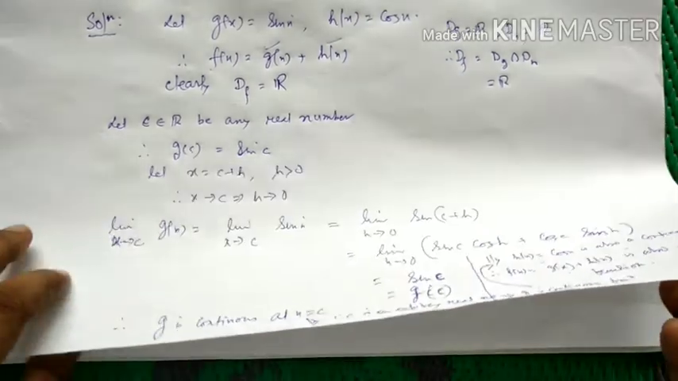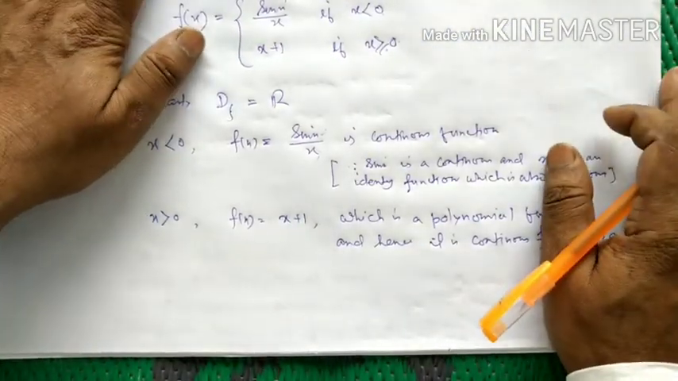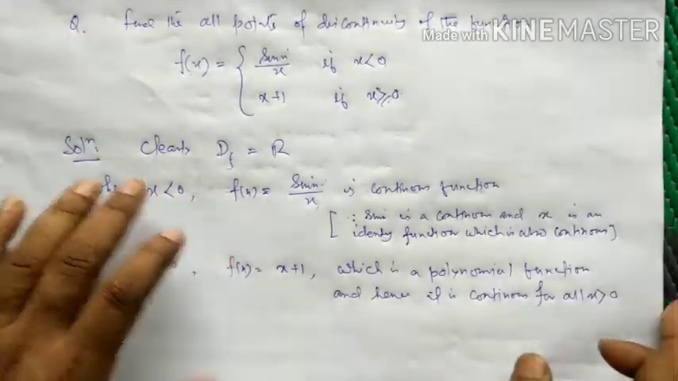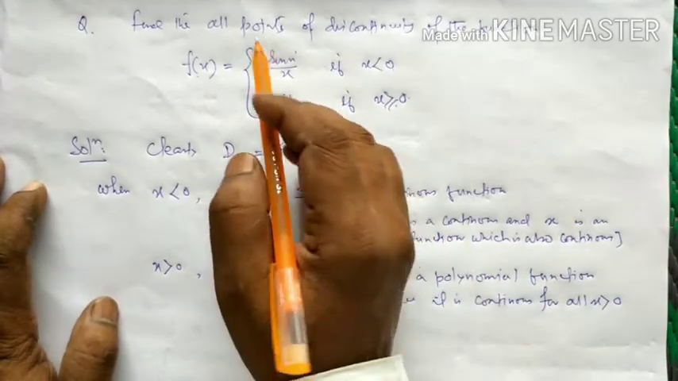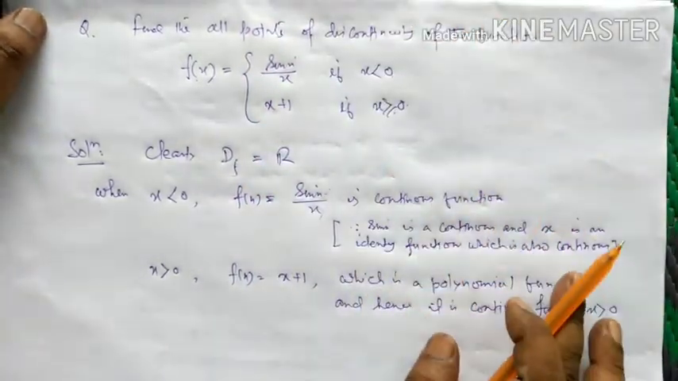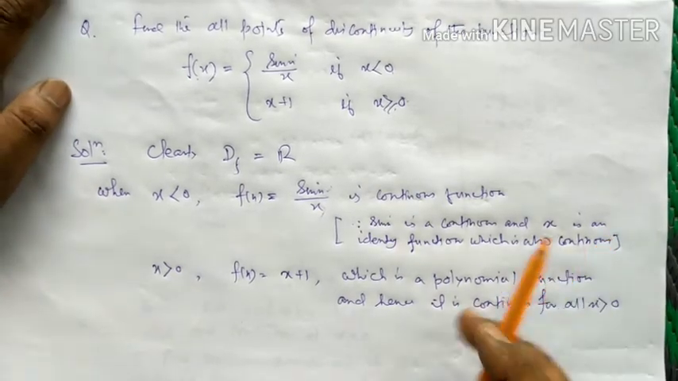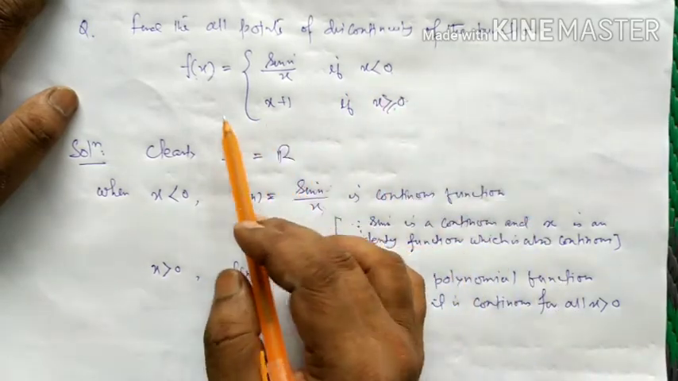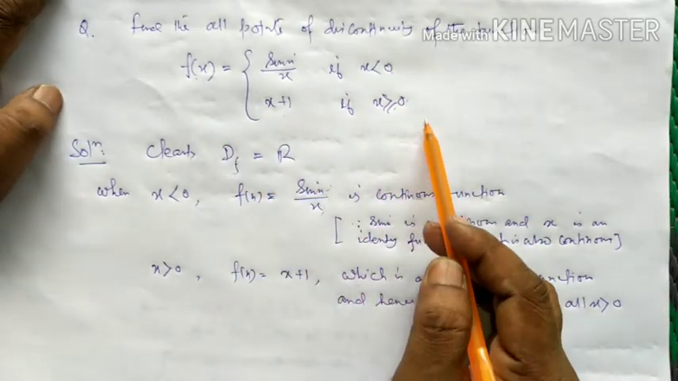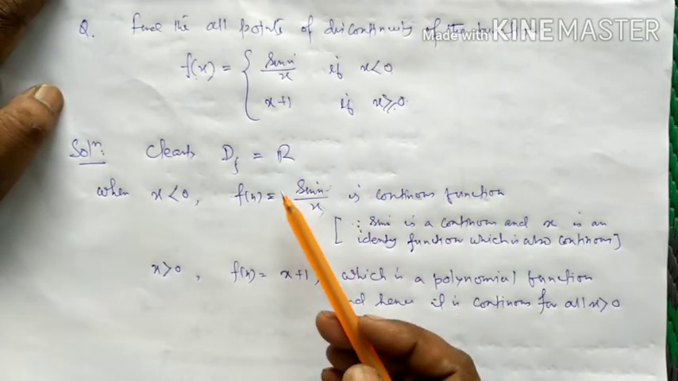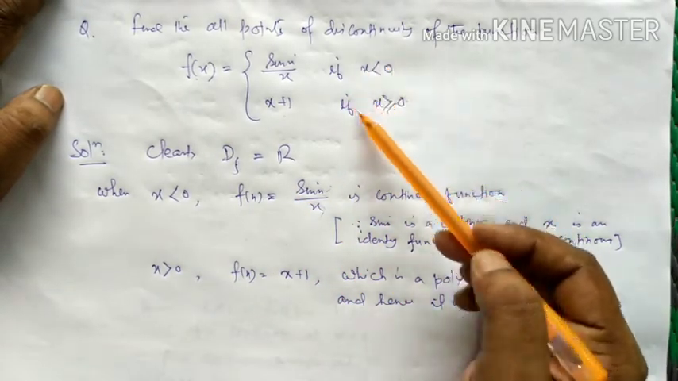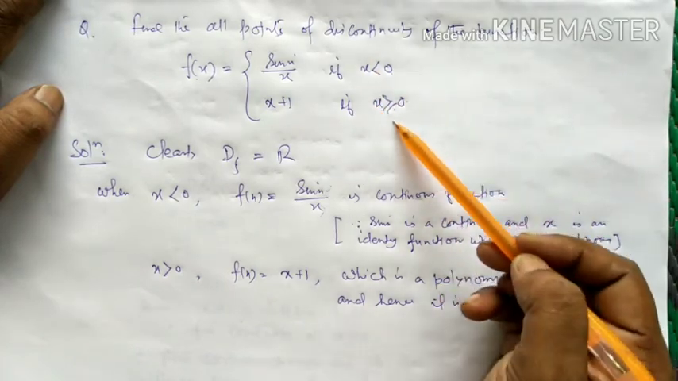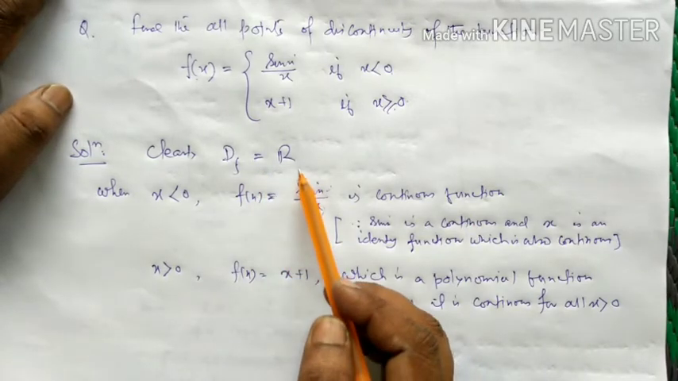Let us start with a new problem, another problem which is very interesting for you, very interesting, okay. The question is to find all points of discontinuity of the function f(x) equal to what? sin x by x if x less than 0, and f(x) equal to what? x plus 1 if x greater than or equal to 0. So from this condition you see x less than 0, x greater than 0, x equal to 0. So this condition represents the domain of the function is the set of real numbers.